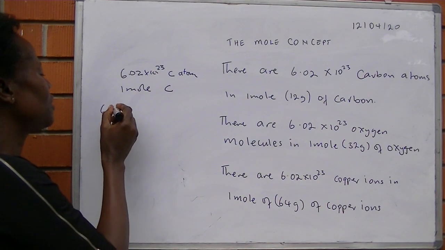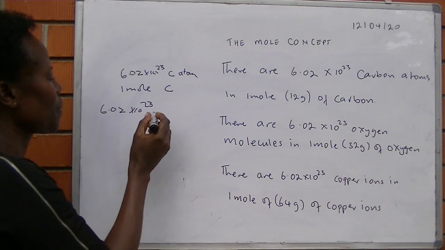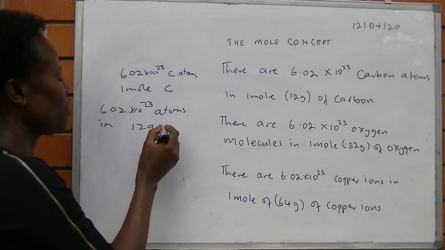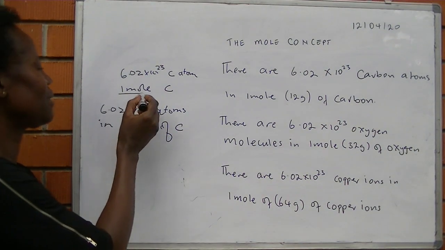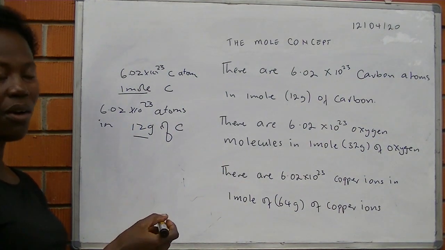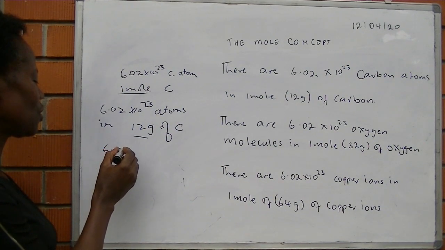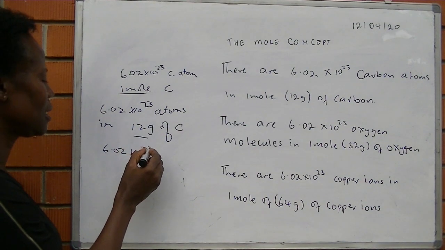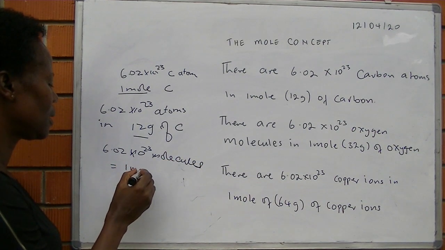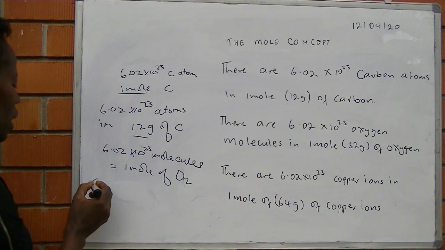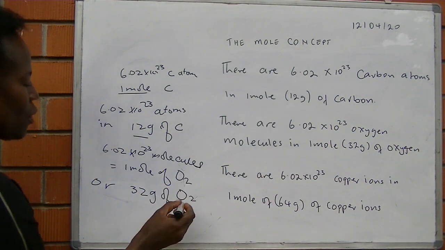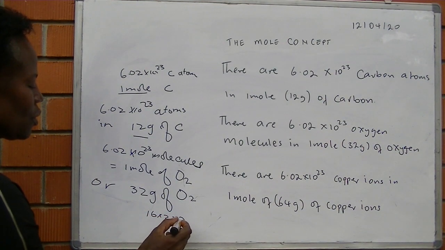All 6.02 times 10 to the power 23 atoms are in 12 grams of carbon. Why? Because a mole of any substance is numerically equal to the relative atomic mass. In case of molecules, if we consider oxygen, there are 6.02 times 10 to the power 23 molecules in one mole of oxygen molecule, all in 32 grams of oxygen molecule. Why? Oxygen is 16. 16 times 2 is equal to 32.